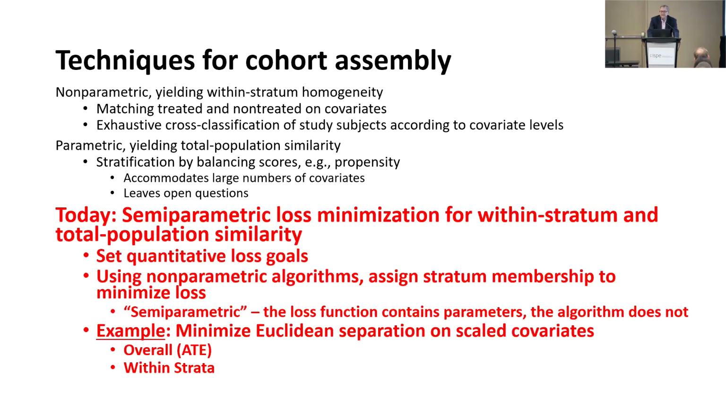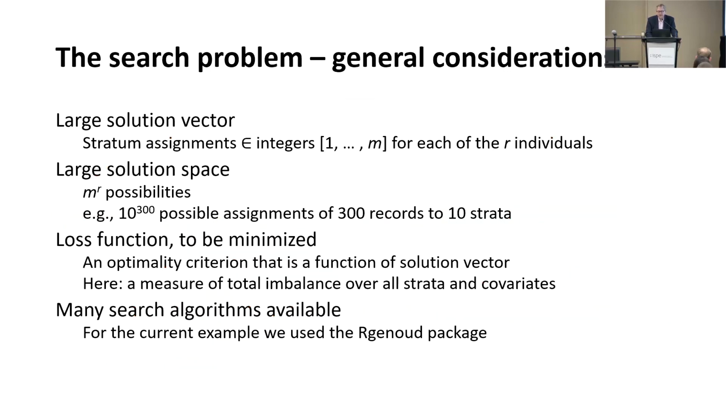Now, our focus today is on a strategy for creating strata that optimize both within-stratum and overall population similarity between treated and comparator subjects. This involves setting loss goals, and I'll expand on that, and utilizing non-parametric algorithms to assign stratum membership. The approach is semi-parametric because the loss function contains parameters while the optimization algorithm remains parameter-free. I'll introduce a loss function based on Euclidean distances in a scaled covariate space between treated and comparator subjects.